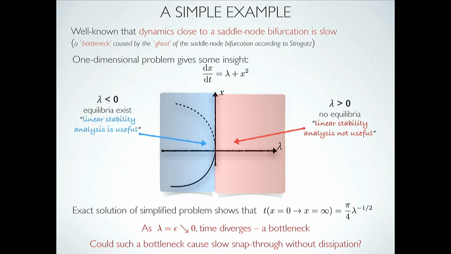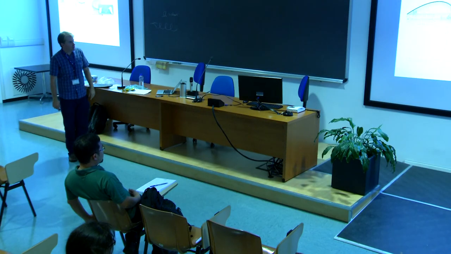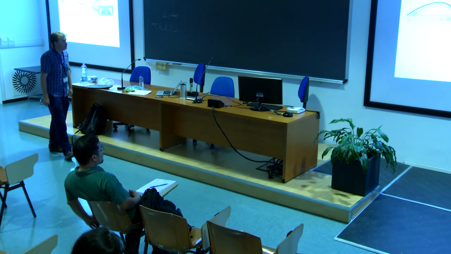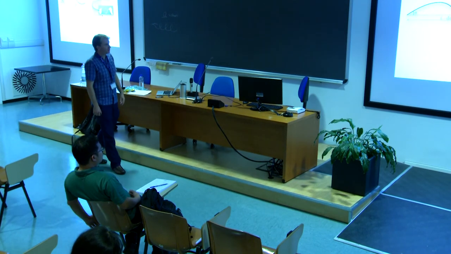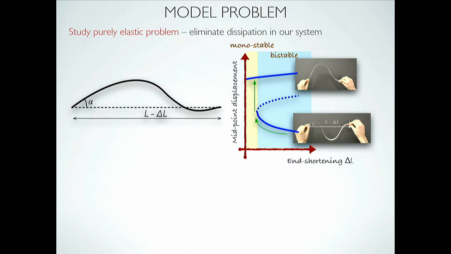So the question we asked was, could such a bottleneck be what's causing this slow snap-through in all of these different systems? And the question is not really whether it's in the hopper popper or whatever, because that probably does have some rheology, but just is it true that if you see slow dynamics, then there must be dissipation? So we wanted to find a problem that doesn't have any dissipation and that we can do the mathematics for. And the sort of problem that we came up with is not quite this, but it's easier to show you if I do this.